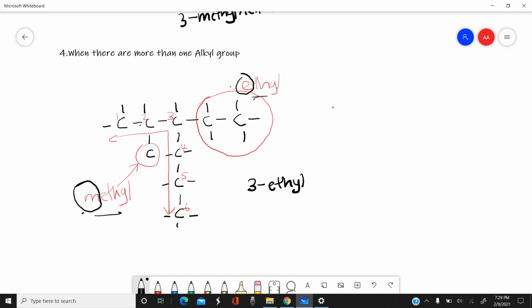So when joining a word and a number, we put a hyphen. 2-methyl, and the carbon chain has 6 carbons, so hex, and it's an alkane, there are no double bonds.